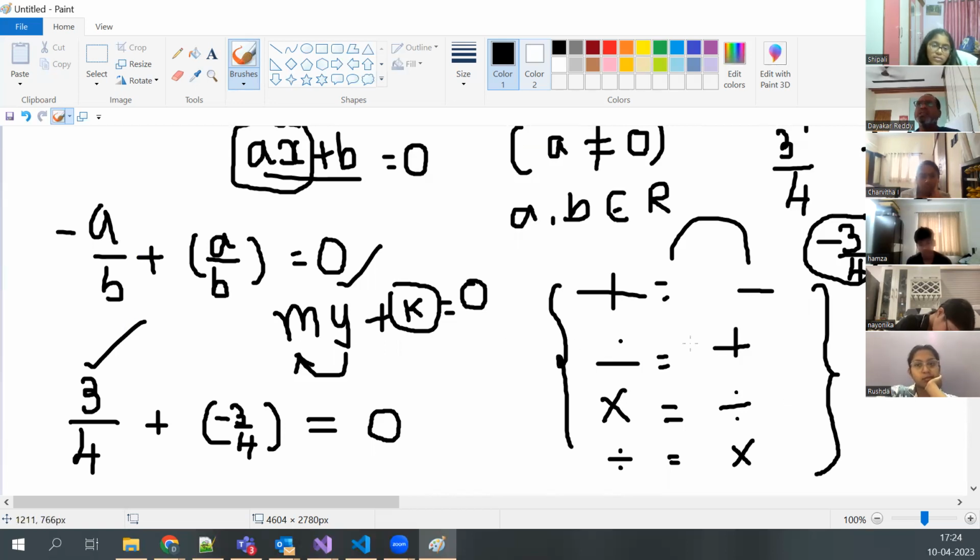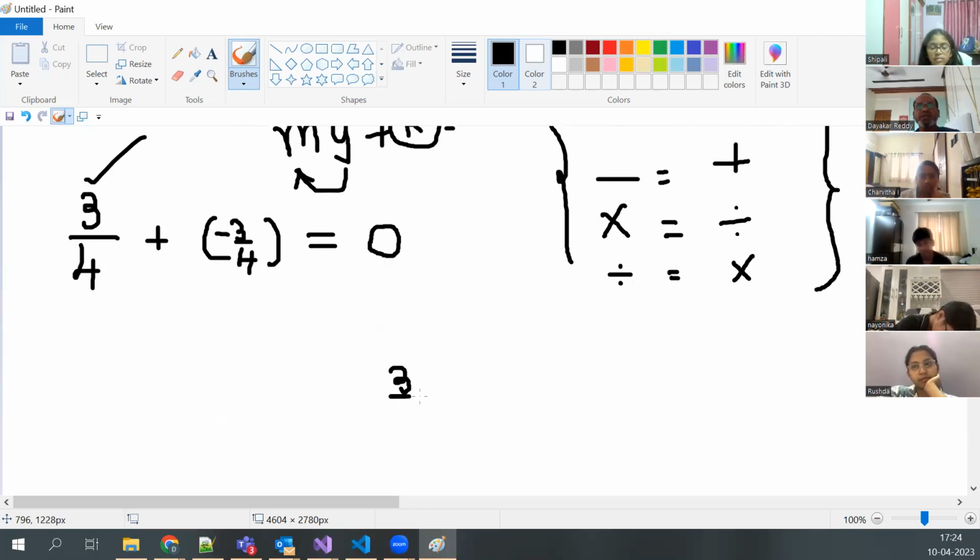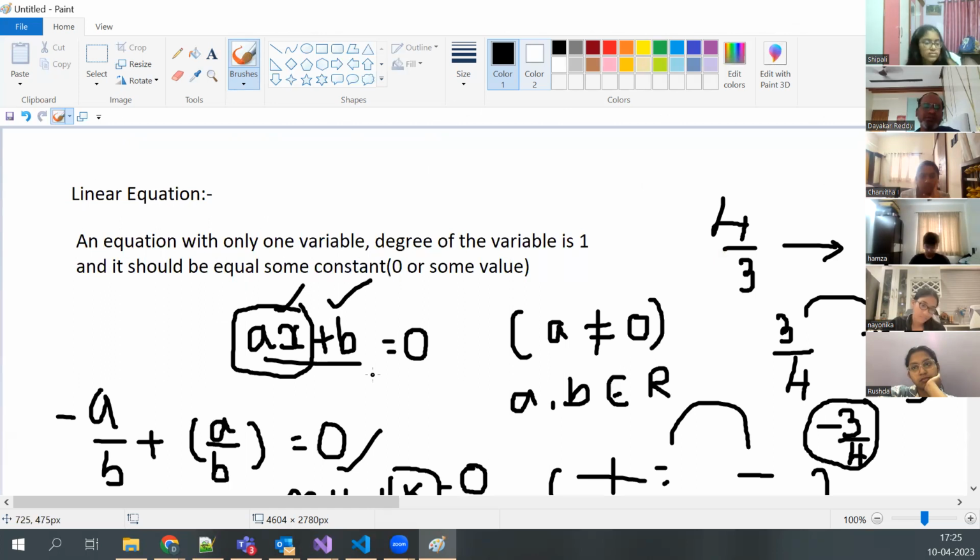Okay. Similarly here, 3 by 4 is there. Why is the multiplicative inverse 4 by 3? What is the multiplicative identity? 1, right? On whom if I multiply 3 by 4 will you get 1? 4 by 3, right? Then only you will get 1. That's the reason the multiplicative inverse of 3 by 4 is 4 by 3, and vice versa. The multiplicative inverse of 4 by 3 is 3 by 4. Is it clear? I am telling you these things are required not only in this chapter, but in this chapter also we will use.